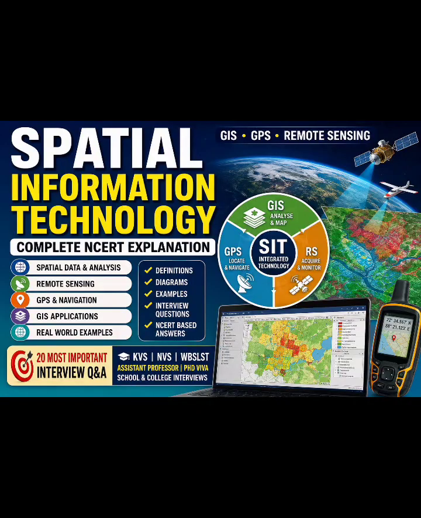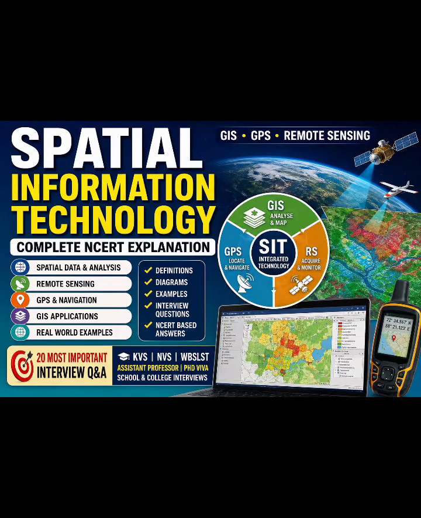Next question, what are LISS and PAN data? So LISS or linear imaging self scanner provides multispectral images with moderate spatial resolution for land use and vegetation studies, and PAN or panchromatic provides high resolution black and white images for detailed mapping. For example, LISS for crop mapping and PAN for urban mapping.